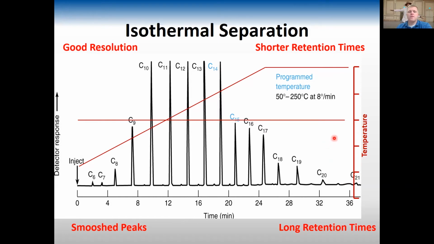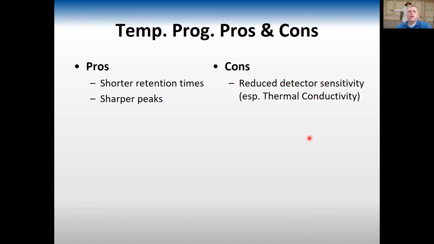Now, of course, with everything, there's some pros and cons to doing a temperature programmed gradient. The pros are you get shorter retention times and generally much sharper peaks. The cons are you often get reduced detector sensitivity. So if you look at the intensities from when we were using the temperature gradient to when we didn't have the temperature gradient, we had much more intense peaks. This is especially true if you're using a thermal conductivity detector. Those are affected by the temperature of the mobile phase. And so if you crank up the temperature, the sensitivity just goes down.